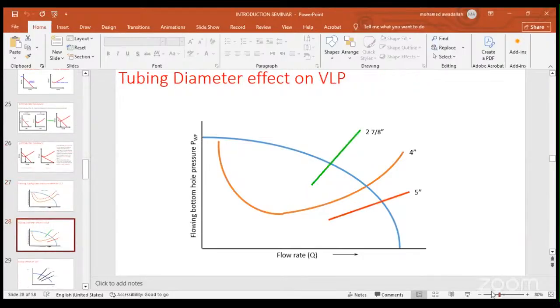Also, another figure here shows the different tubing sizes and the effect on VLP. We have the IPR here in the blue line. We have the VLP with different tubing sizes: 2 7/8, 4 inch, 5 inch. So increasing the size of the tubing will give you more rate because you will have less friction during the fluid moving from the bottom hole to the surface.